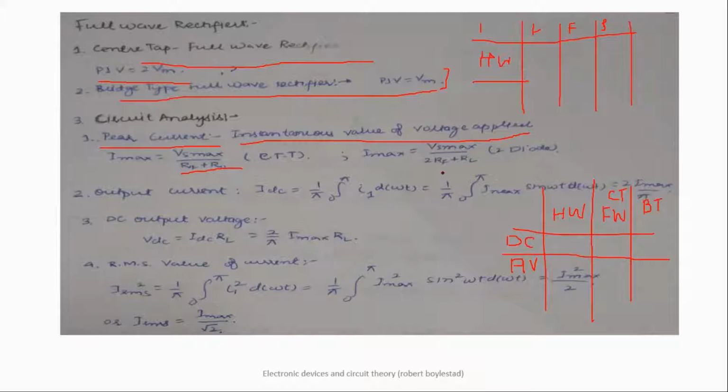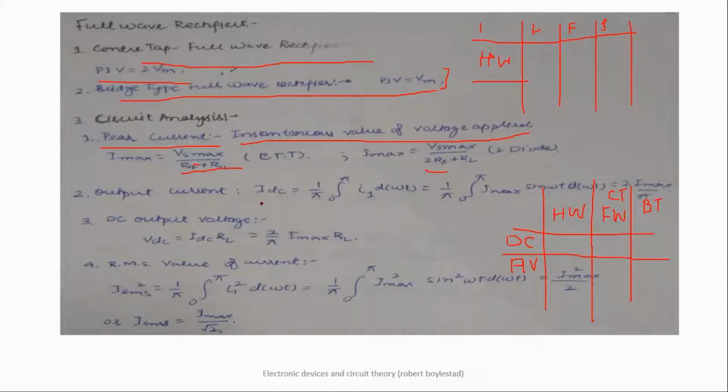In the case of two diodes, you have a resistance of 2 RF, where RF is the resistance of a diode when it is forward biased. In the case of a single diode, you have RF plus RL over this. In the case of two diodes, 2 RF plus RL, and this will give you I max. So this is the first thing, peak current: what the peak current is in your rectifier. Here you can calculate it using this formula.